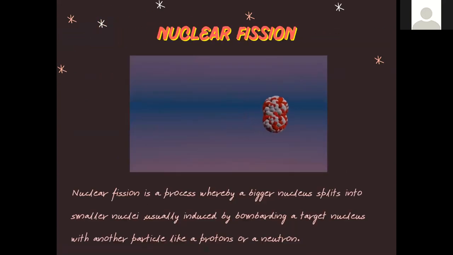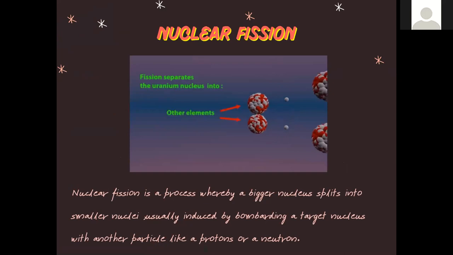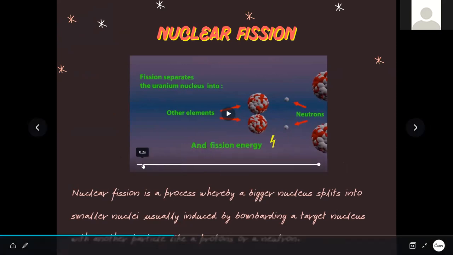So guys, let's move on to nuclear fission. Nuclear fission is a process whereby a bigger nucleus splits into smaller nuclei. Usually it's induced when particles such as a neutron bombard this bigger nucleus. I've prepared an animation here for you guys.